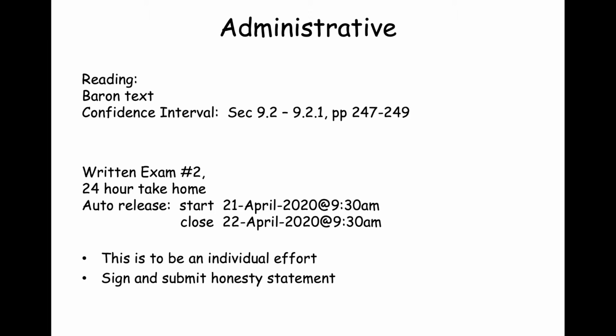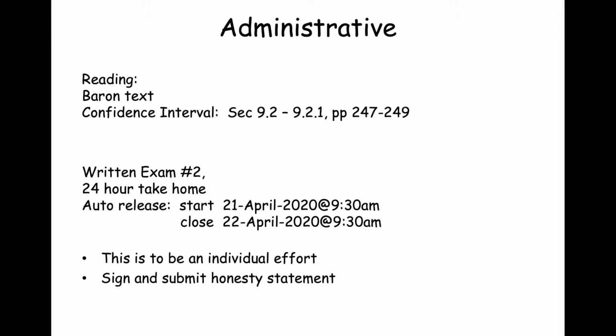We will be having written exam number 2. It will be formatted as a 24-hour take-home. It will start on Tuesday's class opening on the 21st at 9:30 in the morning. That's Tuesday, and it will be auto-released at 9:30 in the morning. We will meet online for that class period where we will discuss the exam and I can field any questions you might have for that. It will close 24 hours later, which will be Wednesday the 22nd at 9:30 a.m.